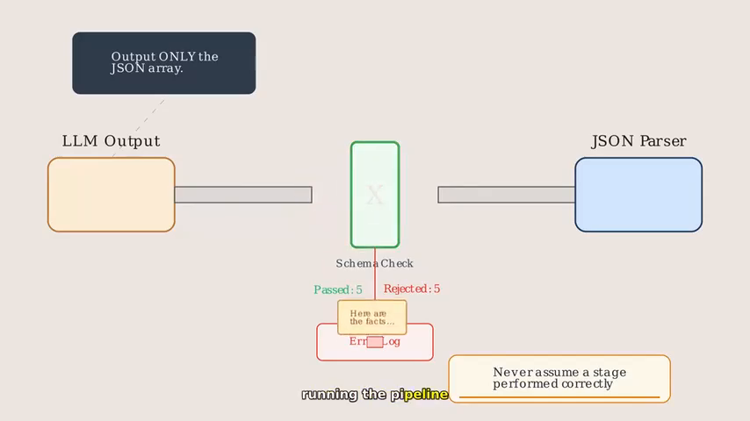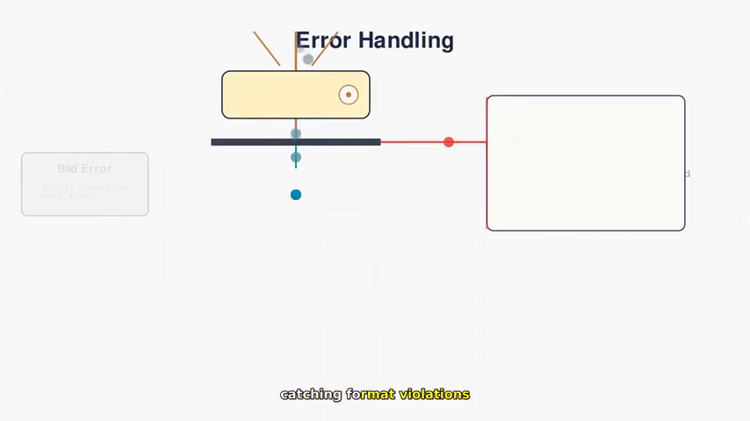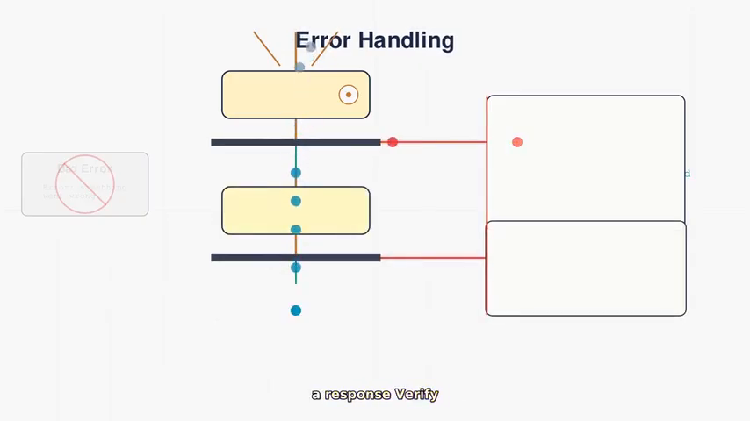Second, if you're running the pipeline programmatically, add a lightweight validation step between stages. A simple check that the output matches the expected schema before it's passed forward. This validation step doesn't need to be an AI call. It's just pattern matching. Fast, cheap, and incredibly effective at catching format violations before they cascade. The design principle here is never assume a stage performed correctly just because it returned a response. Verify the output schema before passing it forward. This adds negligible cost and prevents an entire class of hard-to-debug failures.